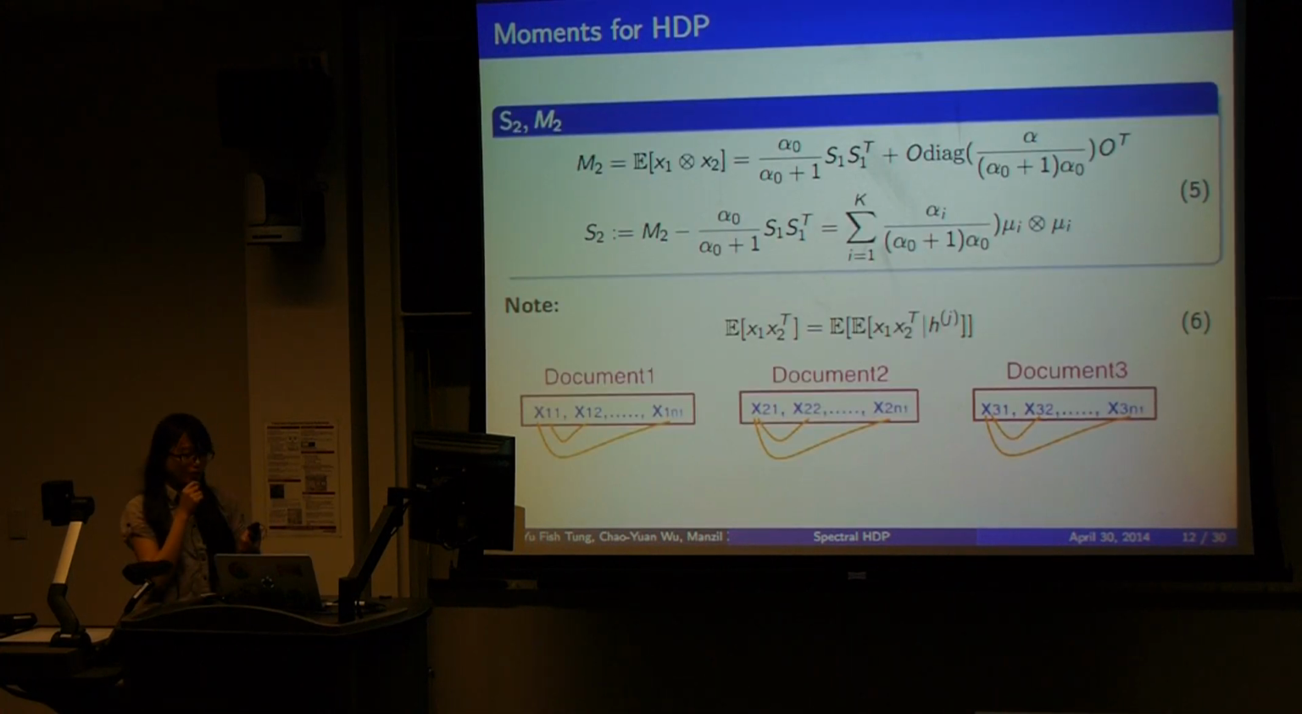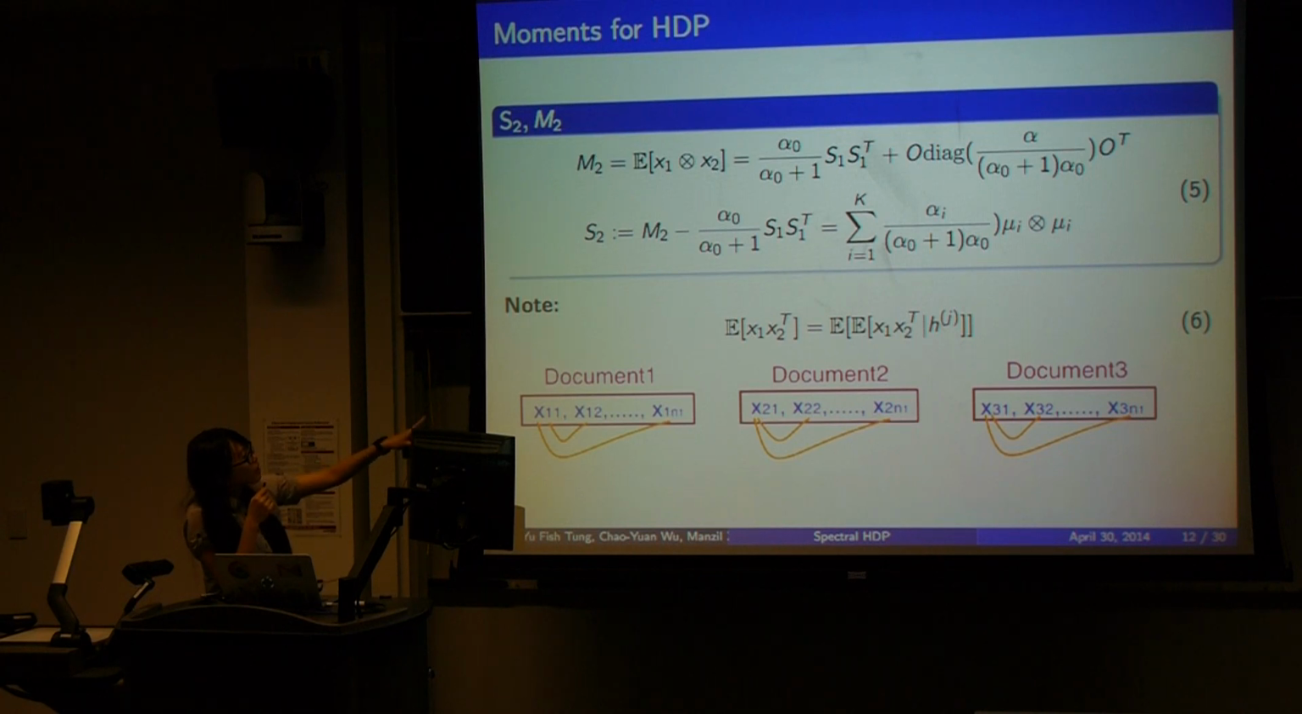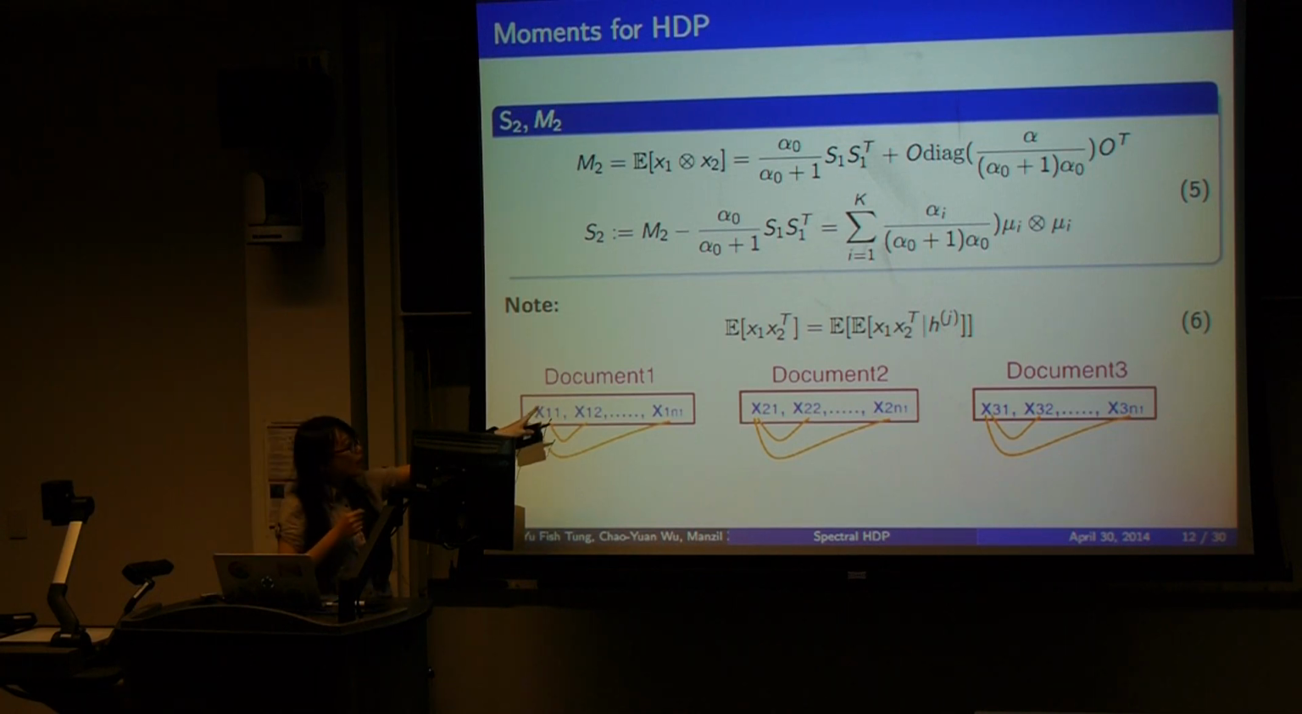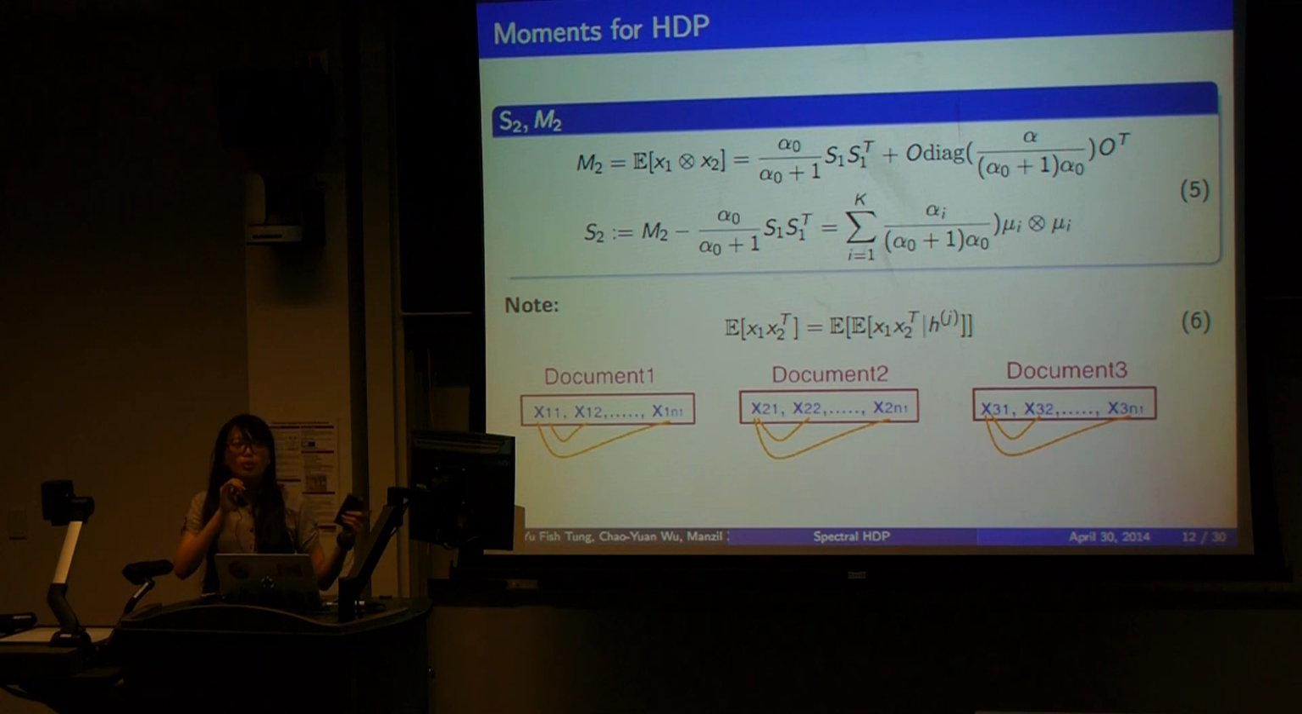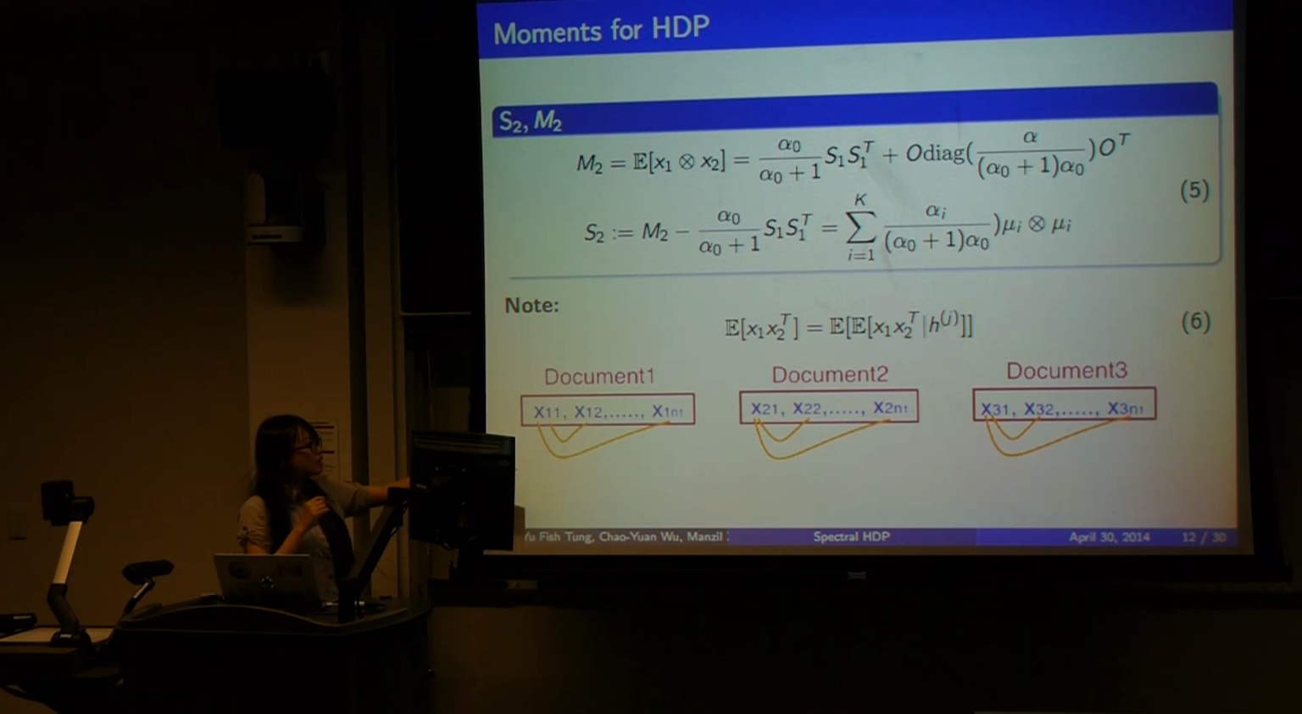Then we start to derive our second order moments. We first write them up. Here we have to know that x1, x2 means word 1 and word 2, or word 1 and word 3. We multiply every possibility together, and it's within a document, not across, because in the same document we will have the same hidden Hj.